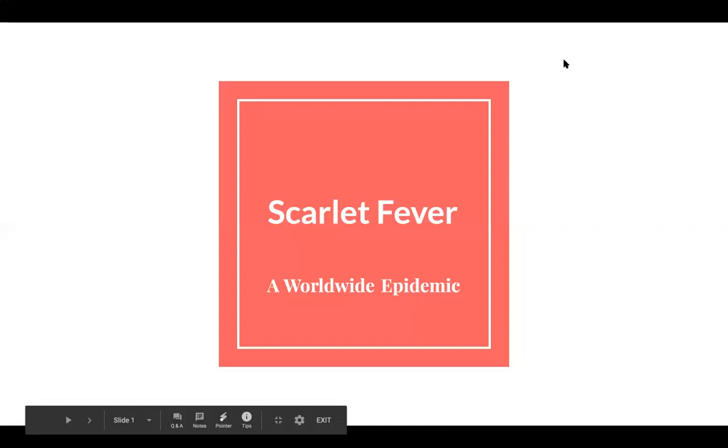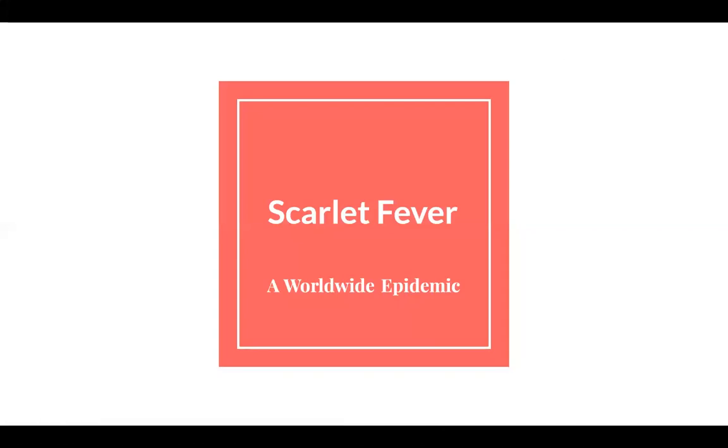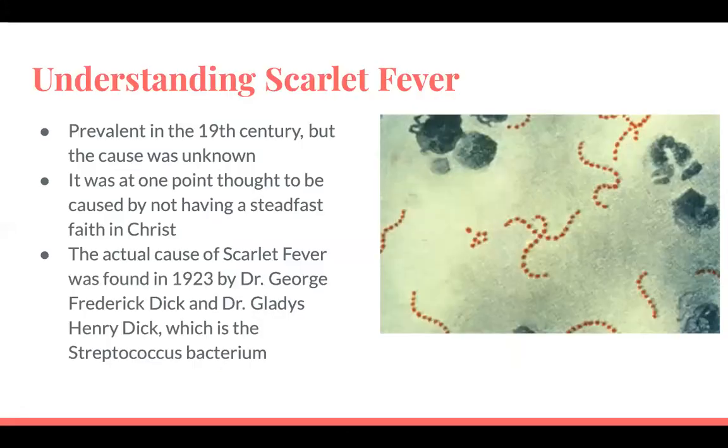So today I'll be talking about scarlet fever, which was a worldwide epidemic and has been seen for many centuries, and it became prevalent in the United States around the 1830s. So, understanding scarlet fever. You'll see in this picture here, this is a picture of the bacterium that is associated with scarlet fever. Unfortunately, it was not known what the cause was until around 1923.